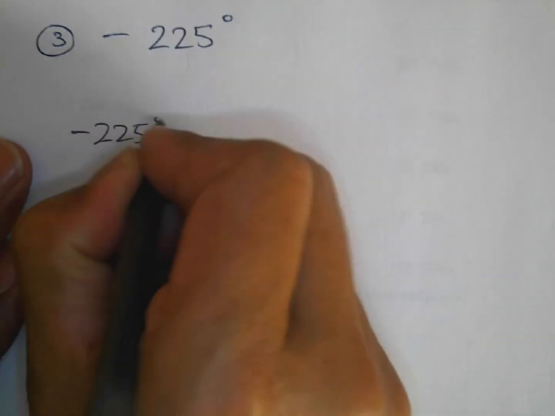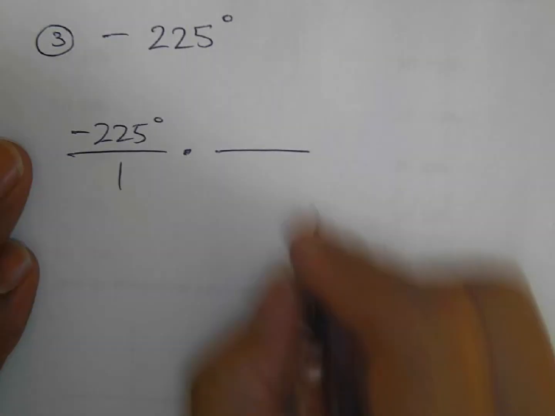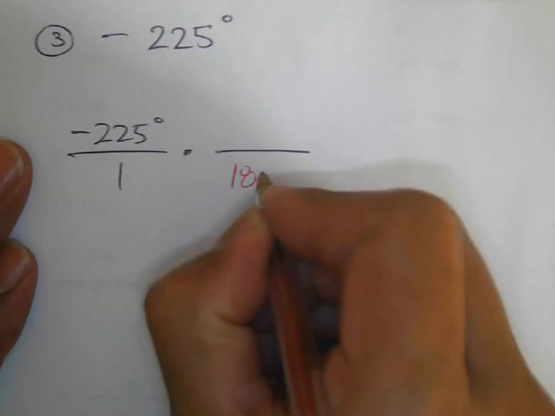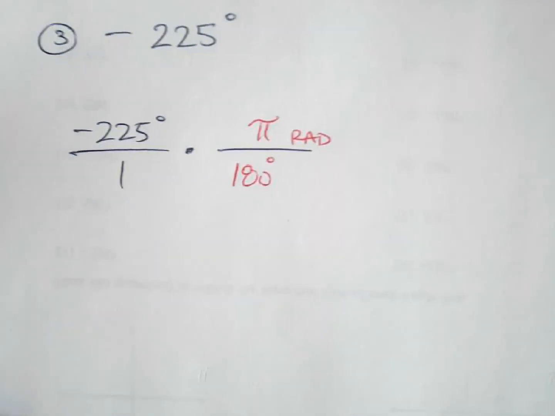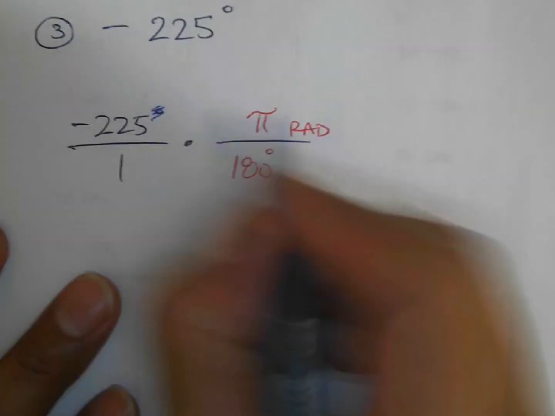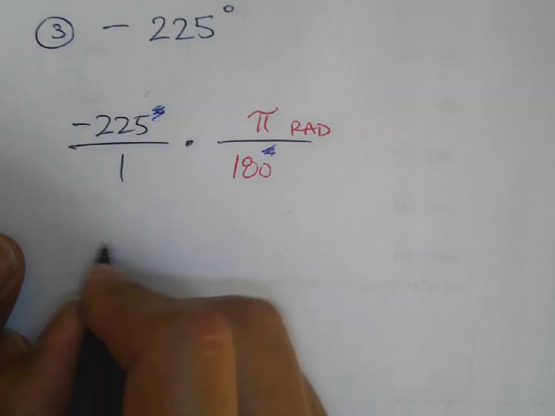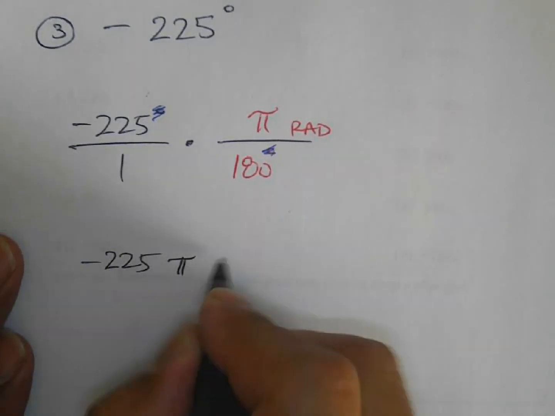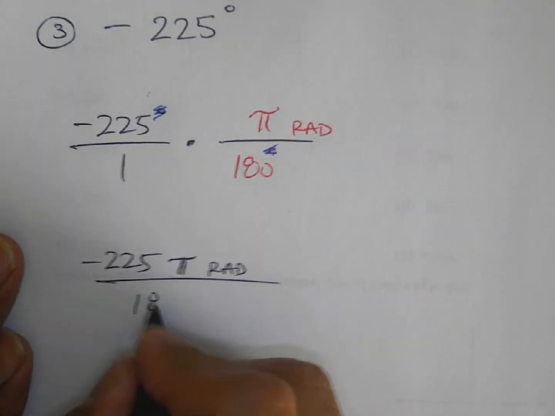That's negative 225 degrees over 1 times... What was that conversion relationship? Well, that was 180 degrees is 1 pi radian, right? The degrees are gone, so we have no more degrees, just numbers. I got negative 225 times pi radians, or negative 225 pi radians in the numerator, over what, 180?